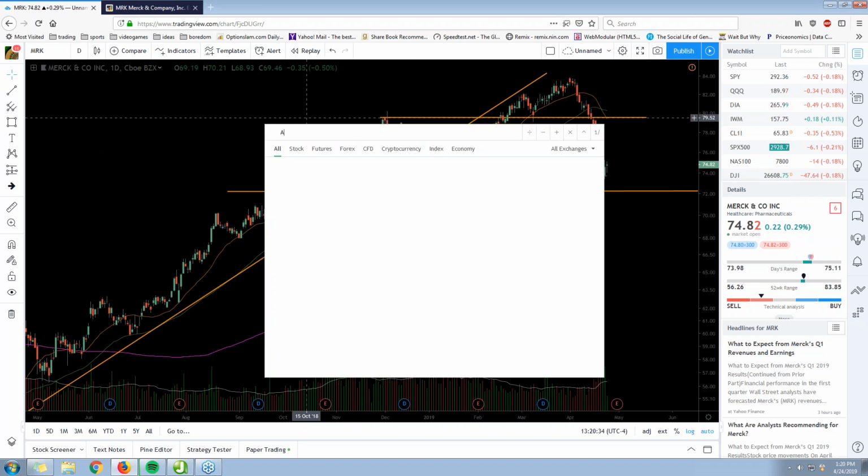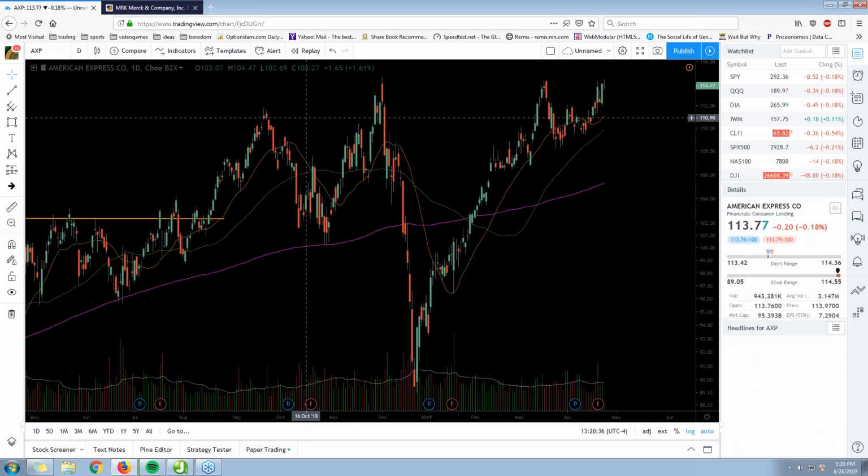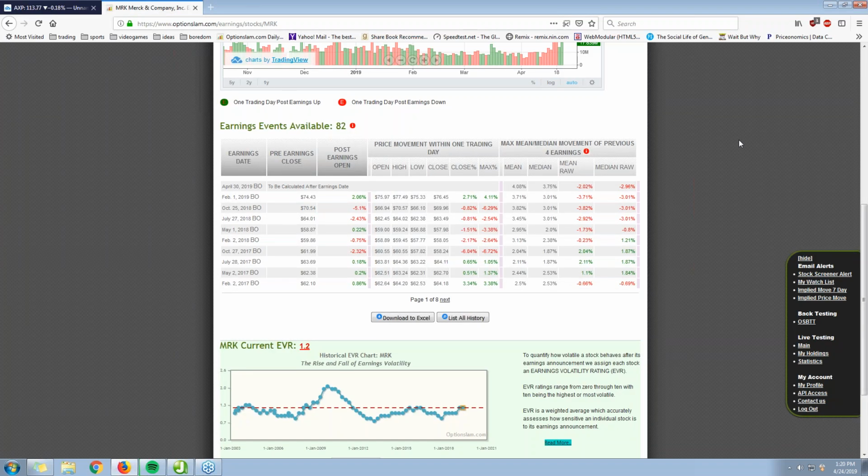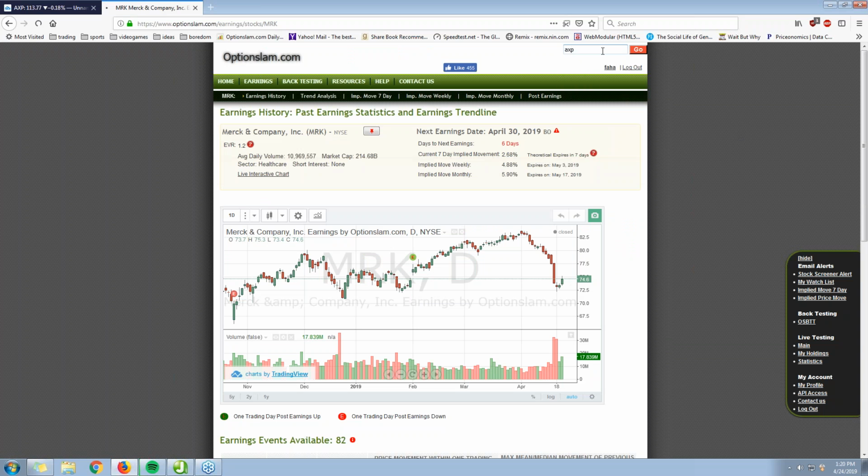Next question. I'll make sure to read the whole thing. American Express, is it breaking out? And if it is, what would be an entry price? All right, so let's take a look. I don't think that all the credit cards have reported yet.